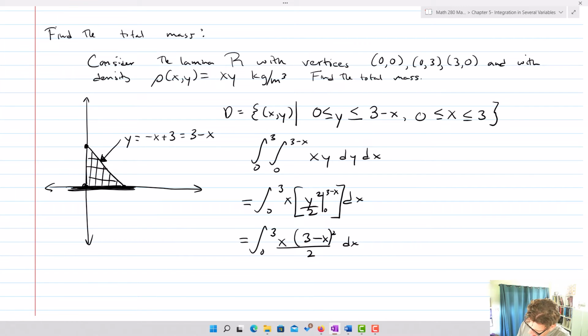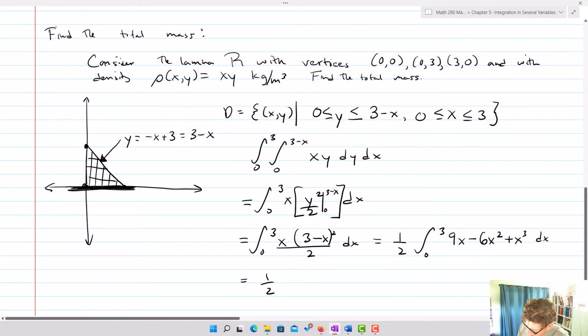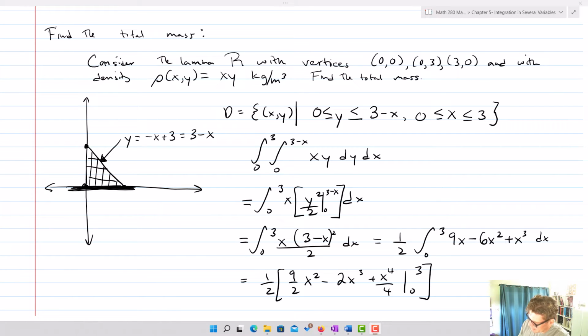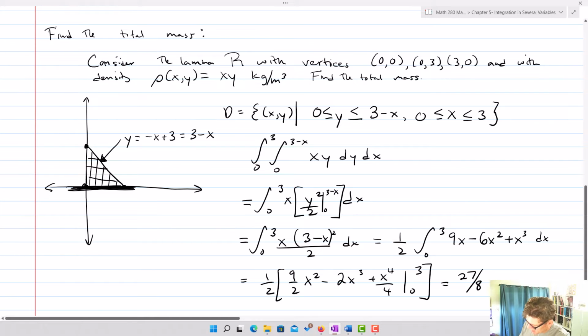So this will then equal 1/2 the integral from 0 to 3 of 9x minus 6x squared plus x cubed dx, and that'll then equal 1/2 times 9 over 2 x squared minus 2x cubed plus x to the 4th over 4, evaluated from 0 to 3. We'll plug that into a calculator, and that ends up giving me 27 over 8. And so that's the total mass.